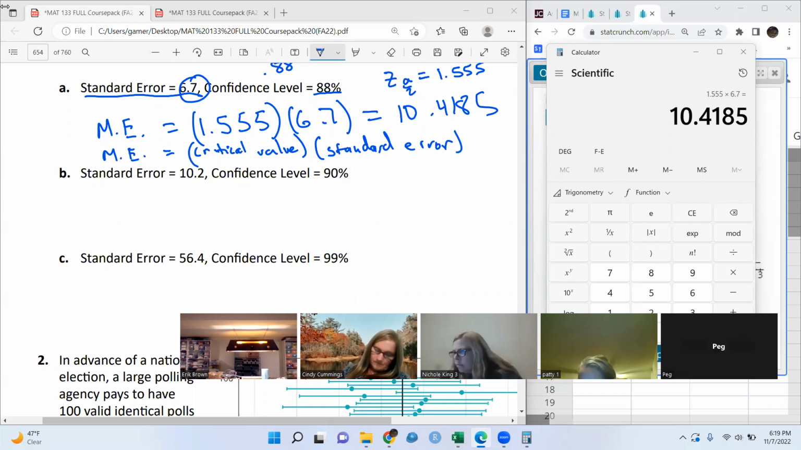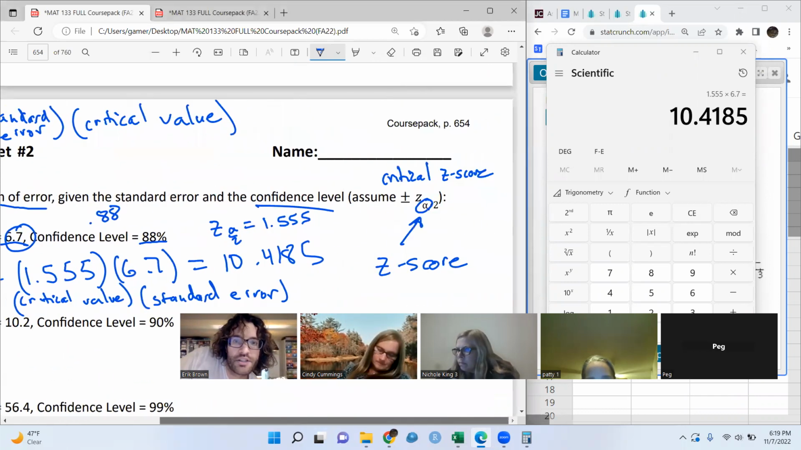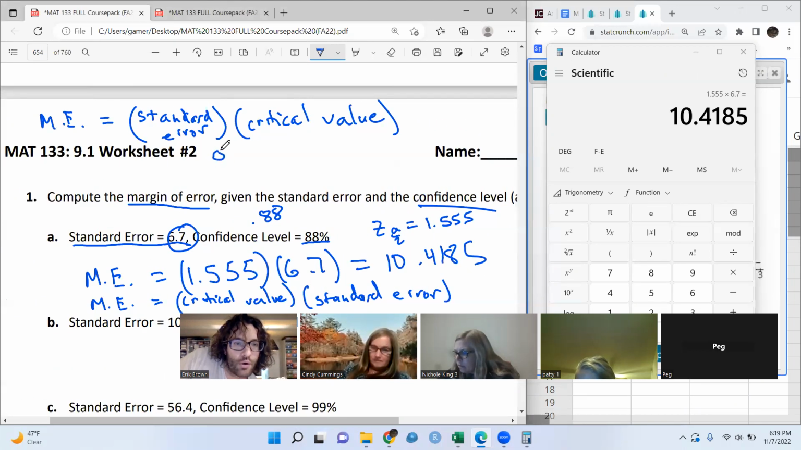What worksheet are you guys working on? Great question. This is, oh, and I didn't even say what this one is. So this is page 654, and it's the 033 worksheet.